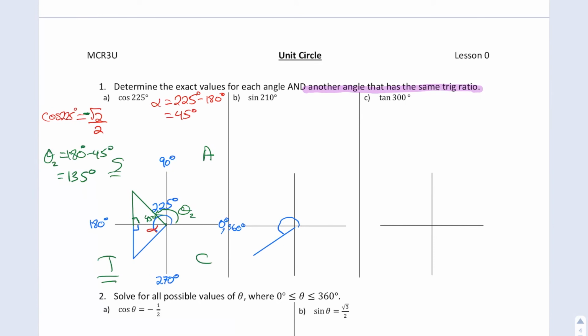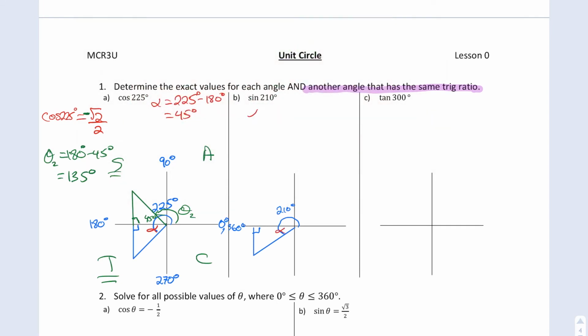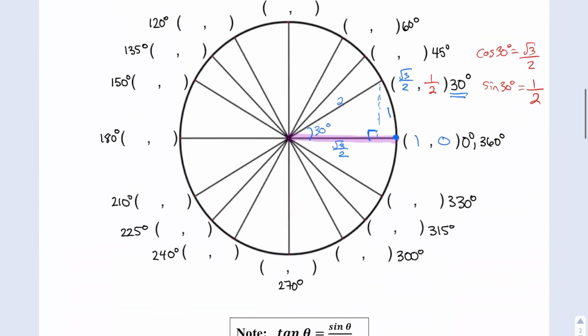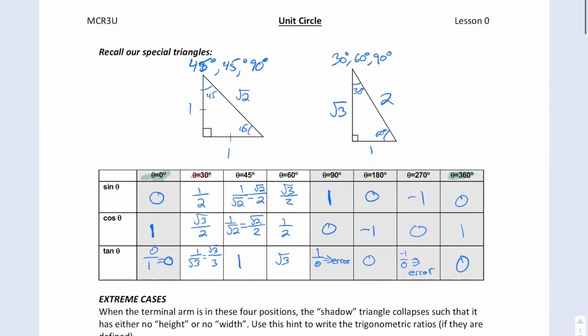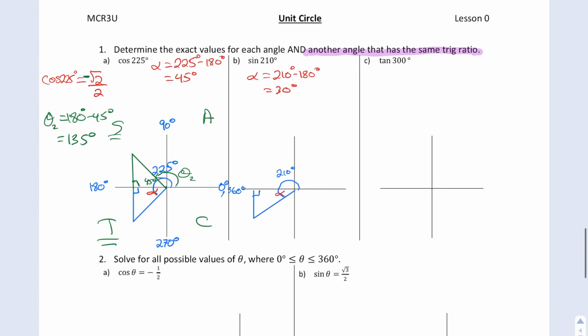Do a little quarter of the bow tie. So that's 210. I can find alpha. Alpha is going to be 210 minus 180, which is 30. So now I've got sine of 30. If you want, you can always go back up here and look at your little table. Sine of 30 is 1/2, or you can do whatever method you prefer.